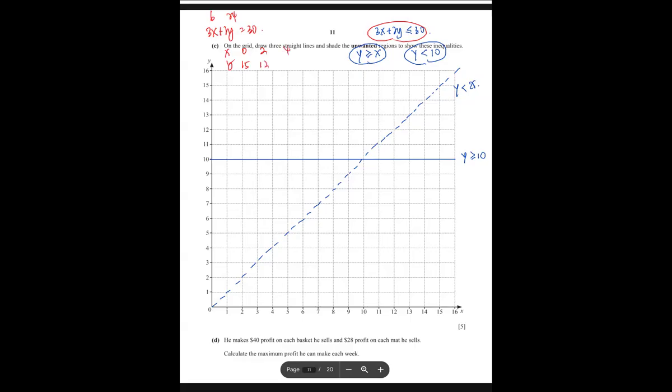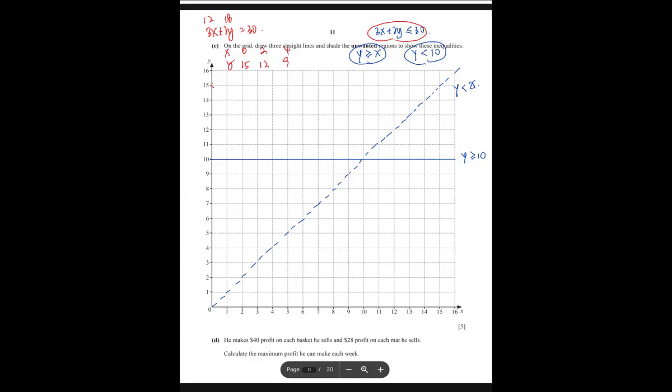Okay, next I can draw 4. If x is 4, 3x is 12. And then 2y needs to be 18, so y must be 9. So I have 3 points. I just draw my line. Okay, 0, 15 is here.